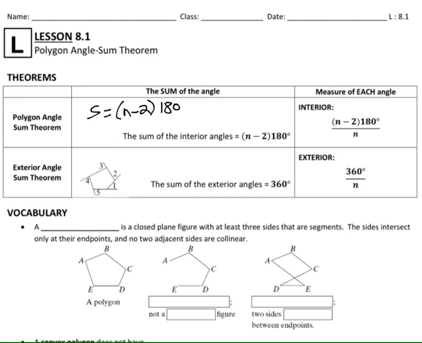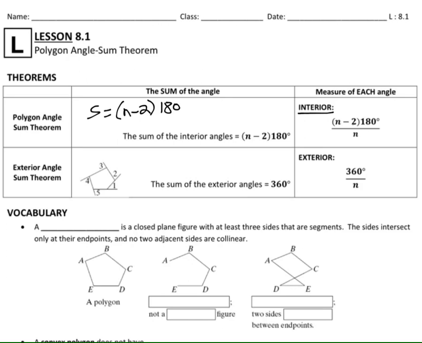If I'm given a regular polygon, I'm going to use the same formula. To find the interior angles, I'm going to do n minus 2 multiplied by 180, then divide by the number of sides. That's going to give me what one of those angles is going to equal.